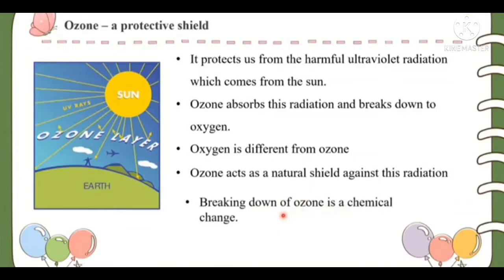Ozone protects us from the harmful ultraviolet radiation which comes from the sun. Ozone absorbs this radiation and breaks down to oxygen. Oxygen is different from ozone. Ozone acts as a natural shield against this radiation. This breaking down of ozone is a chemical change.